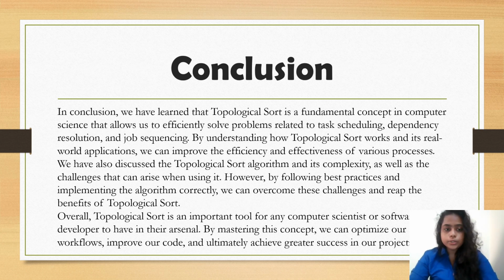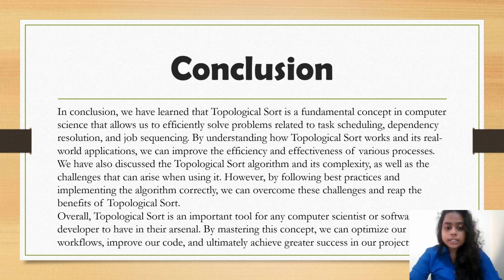Coming to the conclusion. In conclusion, we have learned that topological sort is a fundamental concept in computer science that allows us to efficiently solve problems related to task scheduling, dependency resolution, and job sequencing. By understanding how topological sort works and its real-world applications, we can improve the efficiency and effectiveness of various processes.